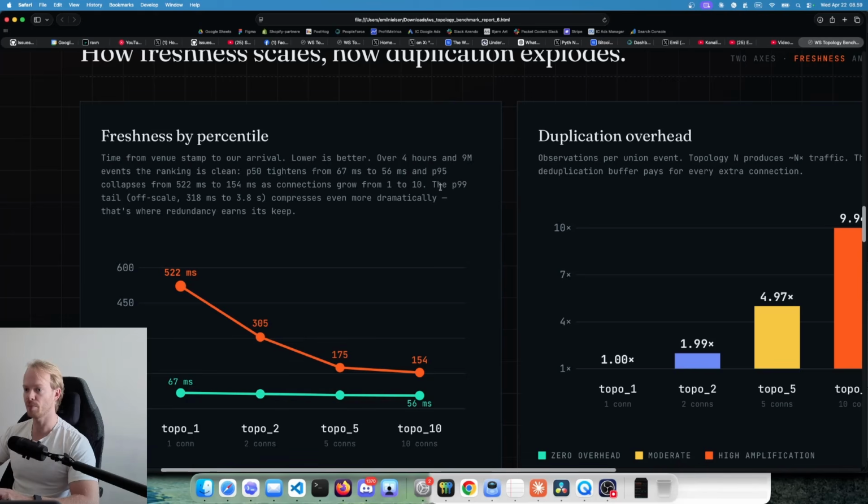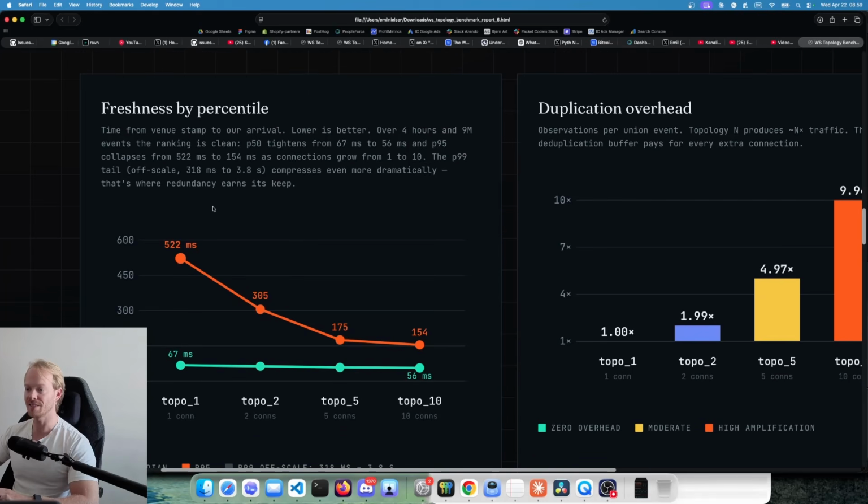The 99th percentile, tail off scale, 318 milliseconds to 3.8 seconds, compresses even more dramatically. That's where redundancy earns its keep. So yeah, it's at these tail ends where there really is a big difference. You can see here how the 95th percentile drops a lot the more connections you have.